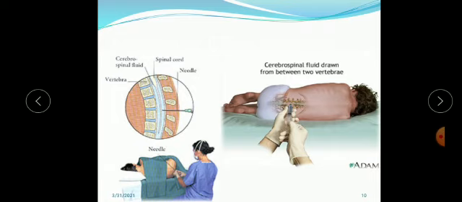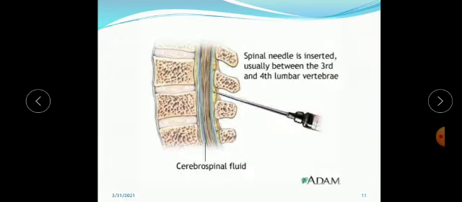So the needle is inserted between the two vertebrae, usually L3, L4 vertebra, into the subarachnoid space, and from there the CSF is collected. The spinal needle is inserted usually between the third and fourth lumbar vertebra.